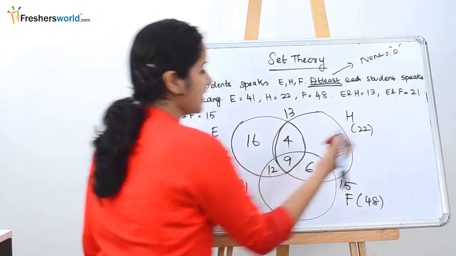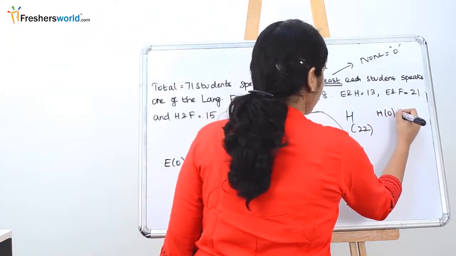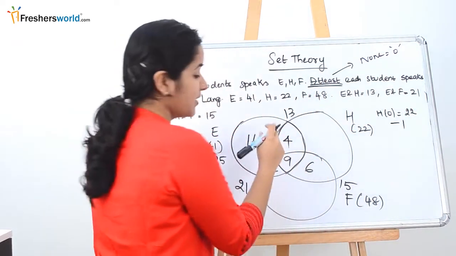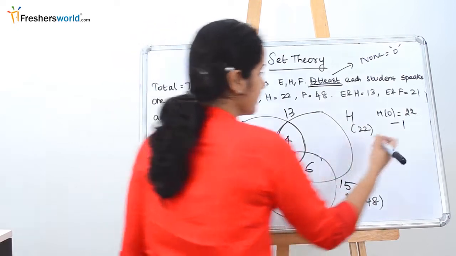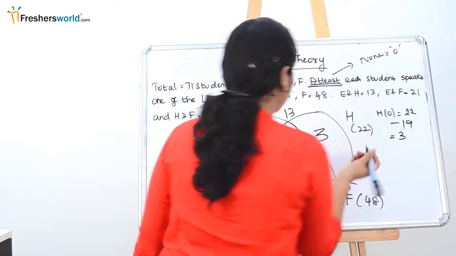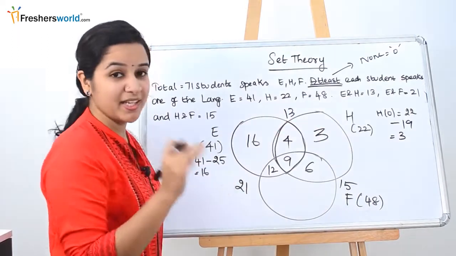Now we have to find Hindi only. So how to find Hindi only? It's 22 minus the addition of all this. 9 plus 4 is 13, 13 plus 6 is 19. So 22 minus 19 is nothing but 3. So 3 is the number of people who speak Hindi only.